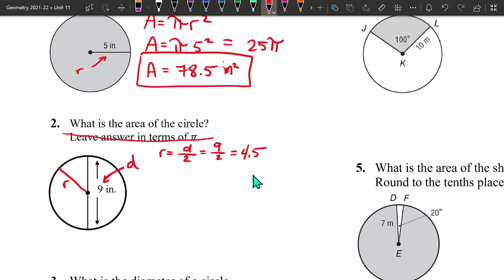Now the radius is 4.5, so we plug it into the formula. The area equals pi times the radius, 4.5, squared. I type it in the calculator, and it is 63.6. And these are in inches, and my units are squared.